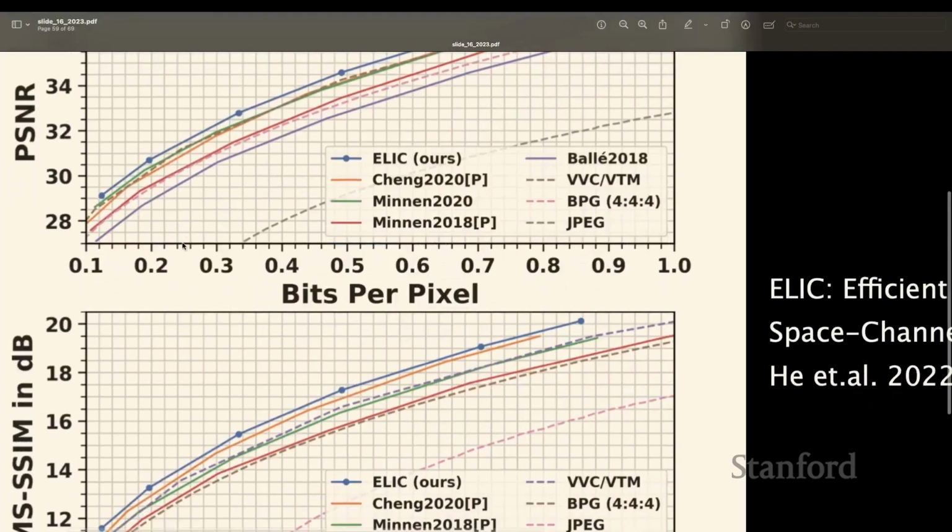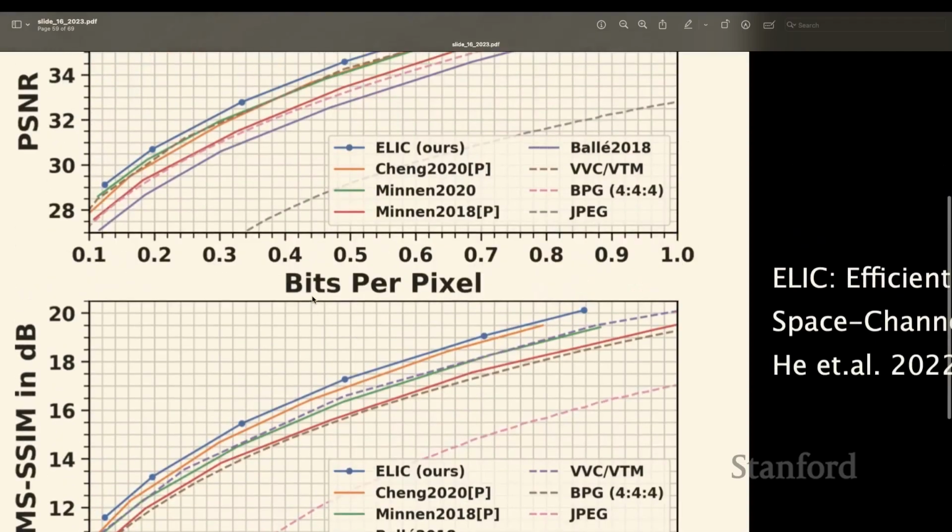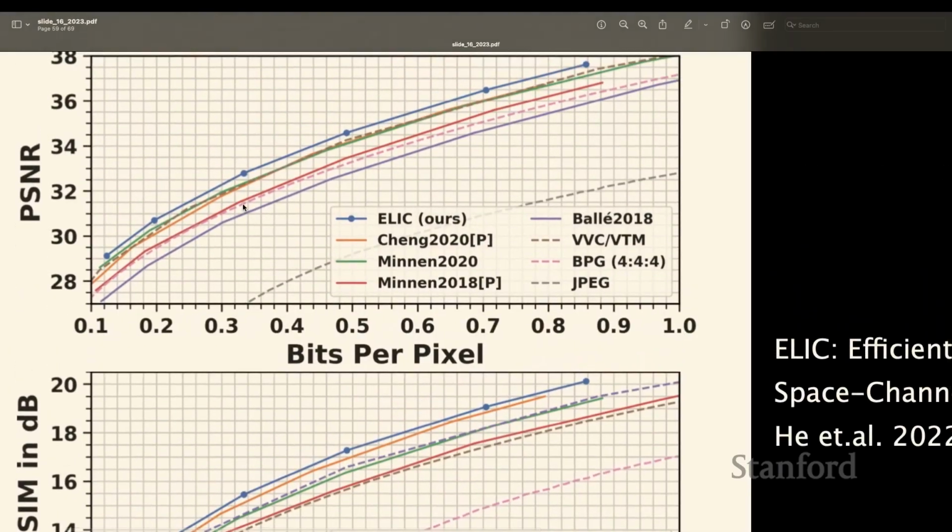And this is just PSNR. MSSIM is some other metric which is known to correlate better with human vision. And there the gap is even higher, right? So here you see BPG gives you a lot of benefit, this guy gives you a little bit more, and so on and so forth.